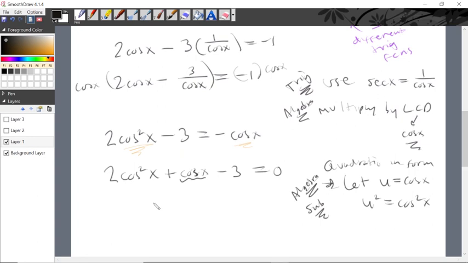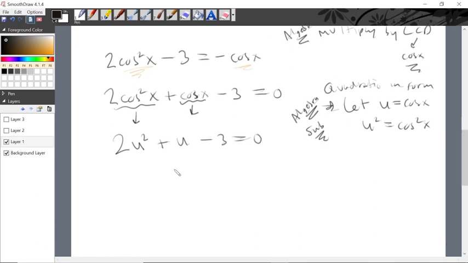By substituting into this equation, the term 2 cosine squared x would be written as 2u squared. The term plus cosine x would just be plus u, and the minus 3 doesn't change at all, and this is equal to 0. We now have a true quadratic equation, and we can try to solve it by algebraic technique.